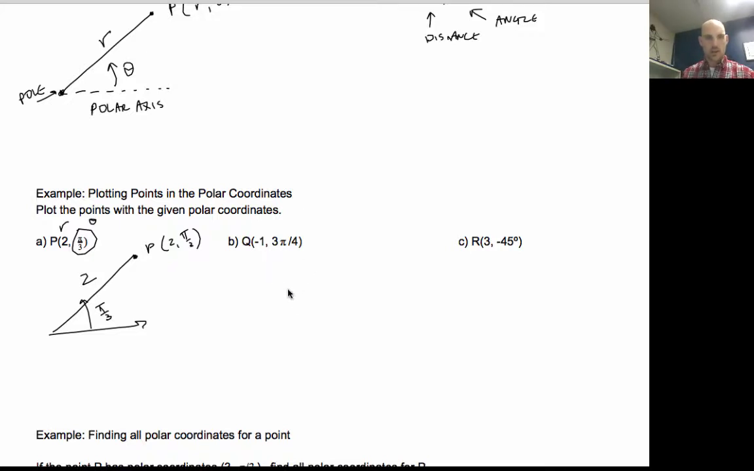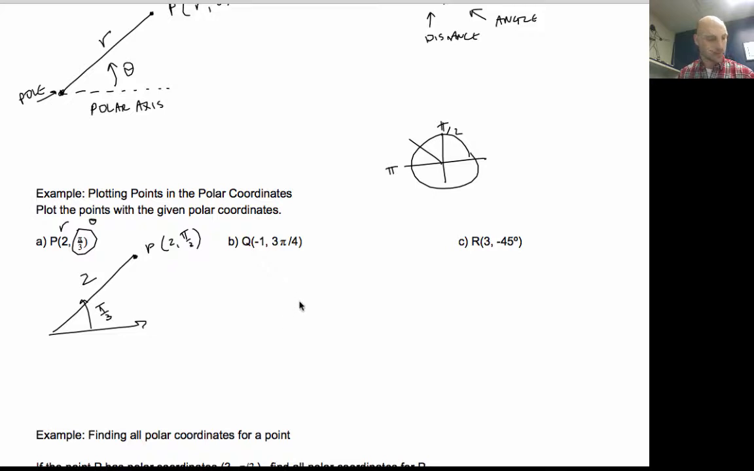In this case, you want to open up to your angle first and then talk about your radius. So check this out. 3 pi over 4, where is that? So if you think about your unit circle right here, if pi is over here and this is pi over 2, 3 pi over 4 would be right here.